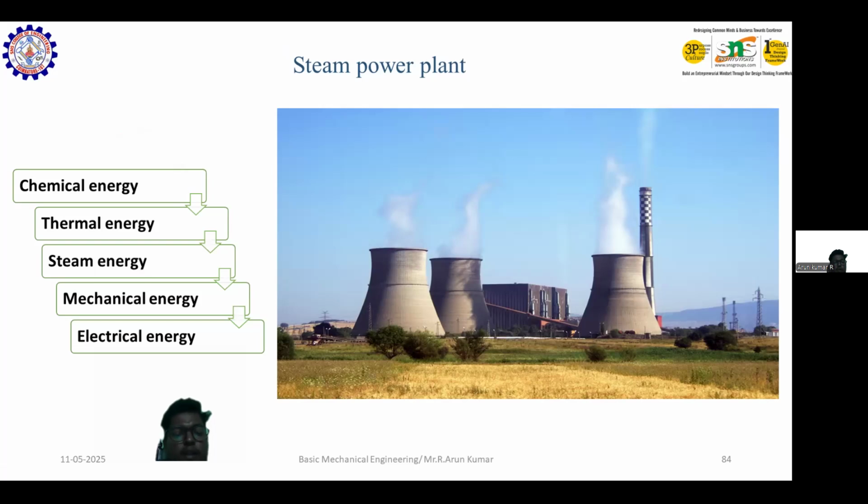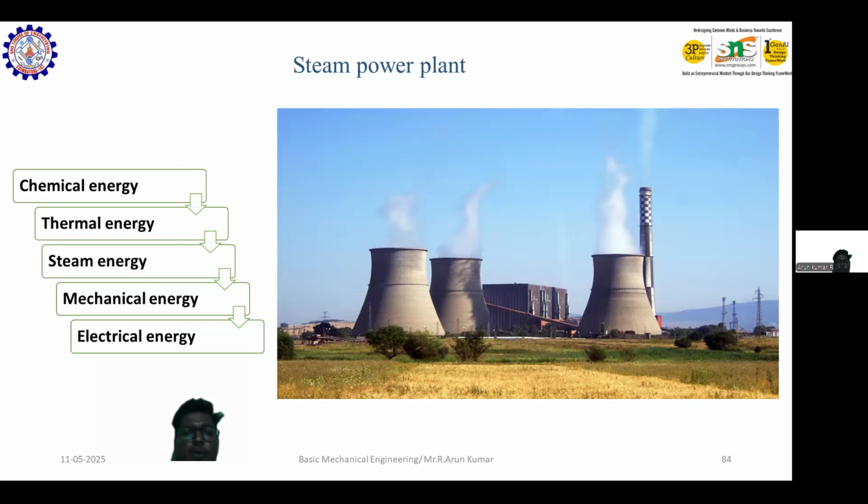Let's move on to the steam power plant. What is a steam power plant? Steam is water boiled at above 100 degrees Celsius. Whenever it reaches 100 degrees, it is only boiling, not yet steam. After going above 100 degrees Celsius, steam can be produced. That steam converts one type of energy into another type of energy.